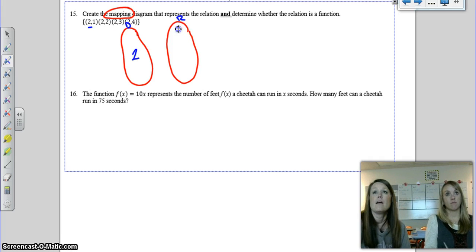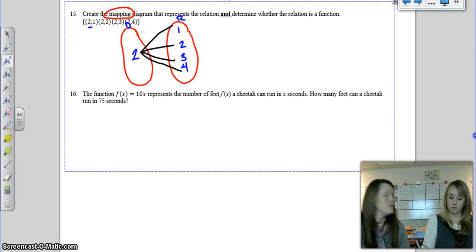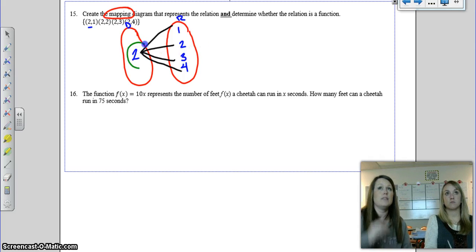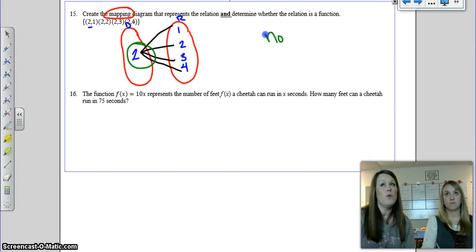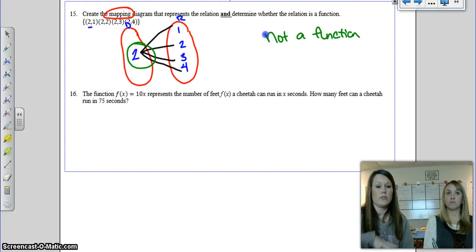And then my range is 1, 2, 3, 4, my y values, and you put it in order. So 2 goes to 1, and 2 also goes with 2, 2 also goes with 3, 2 also goes with 4. This is not a function. Why? Because my input has more than one output, or my domain value has more than one value in its range.